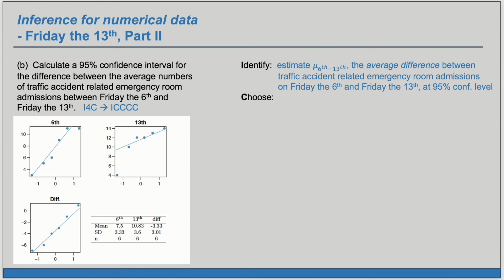So similarly, we'll be doing a one sample t interval. And this one sample t interval, we'll be doing it for a mean of paired differences. We've already looked at the conditions. They're the same for the interval as for the test.